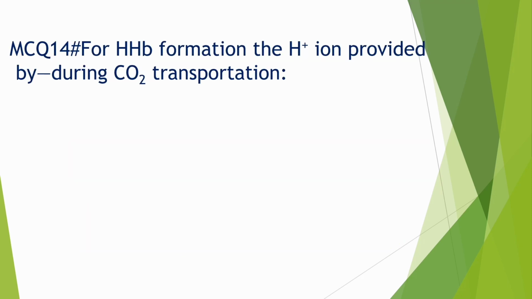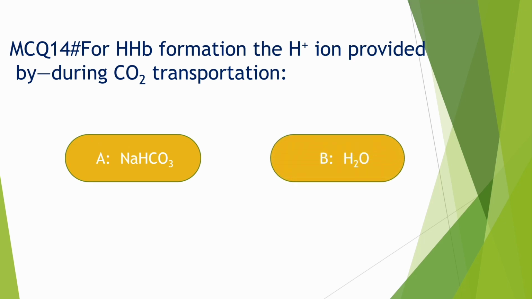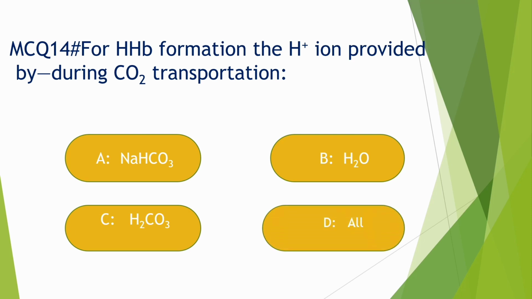For HHb formation, the H plus ion is provided by dash during carbon dioxide transportation. Option A, sodium bicarbonate. B, H2O. C, H2CO3. D, all. Correct option is C, H2CO3.